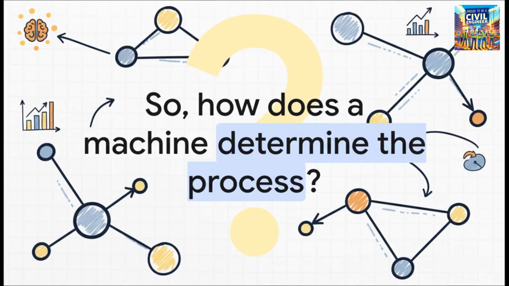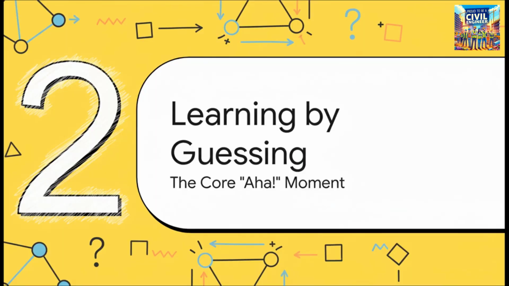And that right there is the million-dollar question, isn't it? If we're not telling the machine what to do step by step, how in the world does it figure out the process all by itself? Well, the answer is surprisingly human. It all boils down to a process that's a lot like a simple guessing game. Honestly, this is the core aha moment for understanding how this stuff works.